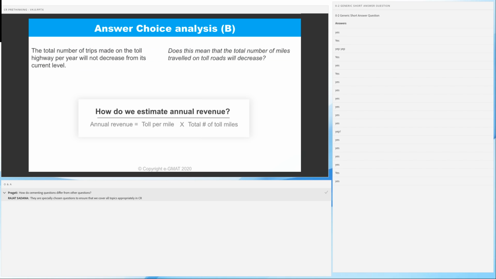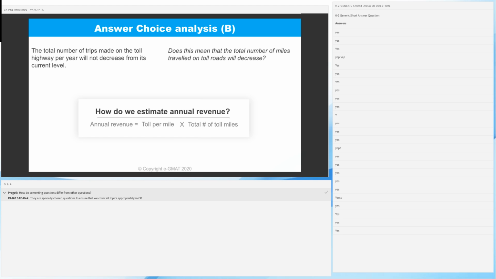Okay, let's look at choice B. A lot of you chose choice B. It was the second most popular choice. Let's go back to our responses. This is how you guys polled. 11 of you chose choice B. Choice B says the total number of trips made on the toll highway will not decrease from the current level.